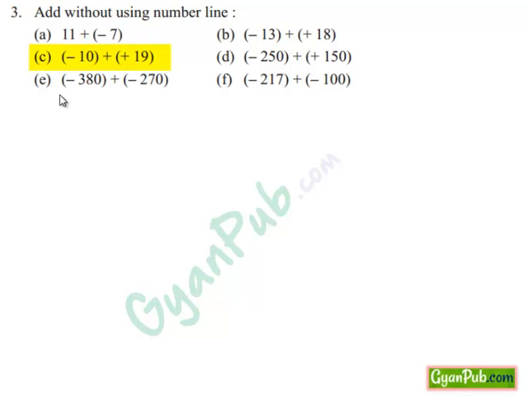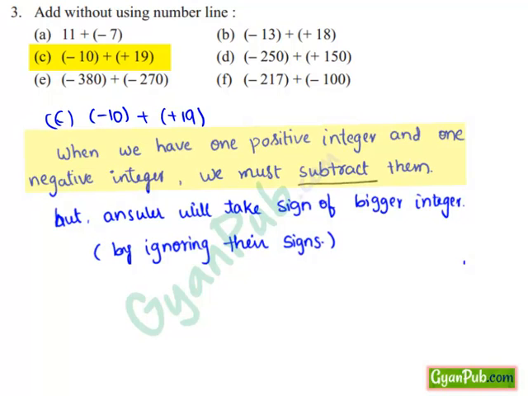Take down the C bit. Minus 10 plus 19. Here we have one positive integer and one negative integer to add. For this, we have one formula. That is, we must subtract them. But the answer will take the sign of the bigger integer. So here we are adding minus 10 plus 19. First subtract minus 10 and 19.